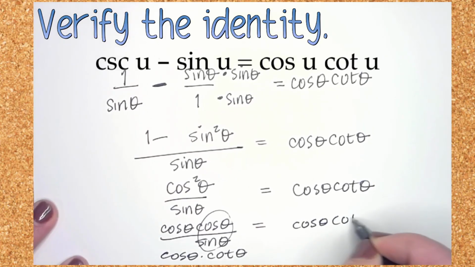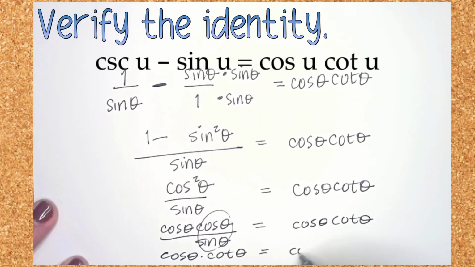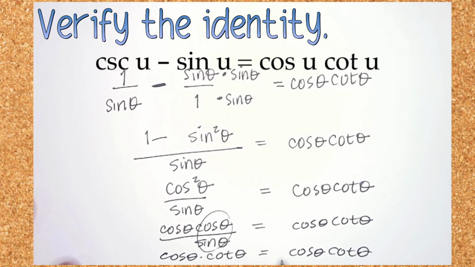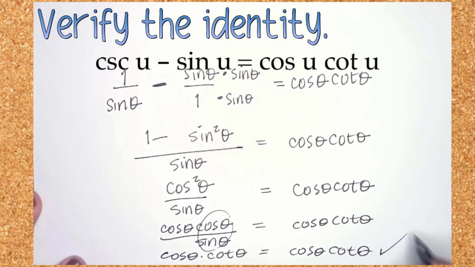So just to be thorough, here we go. Wrote it down every step of the way. And my last step is cosine theta cotangent theta equals, in fact, cosine theta cotangent theta.